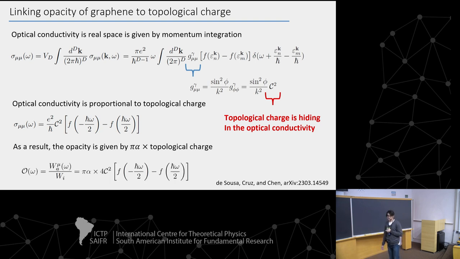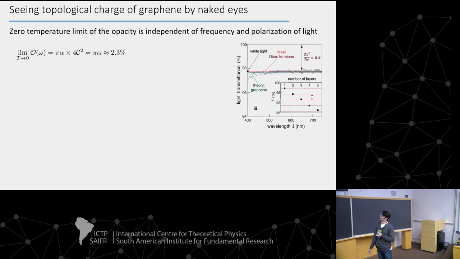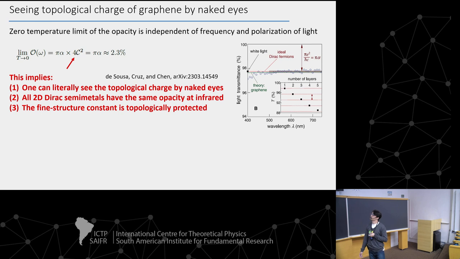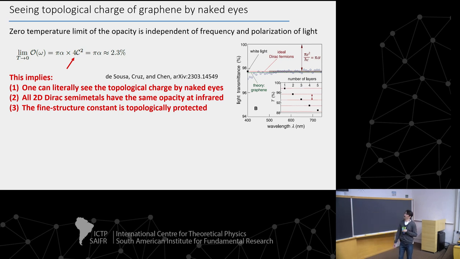So this is very nice, because now we can express the opacity of this linear dispersion like this: it's pi times alpha, because this comes from this ratio here, and then you have the C squared right there. So this is our result for graphene. If you take the low temperature result, you get back to the experimental result, which is pi times alpha. And this has some implications, because one can just look at graphene and see the topological charge. You must be thinking, well, it's just 2.3%, right? But in fact, it's only 2.3% because C is 1/2, and then C squared cancels with the 4, and this term vanishes. But the C squared is there.